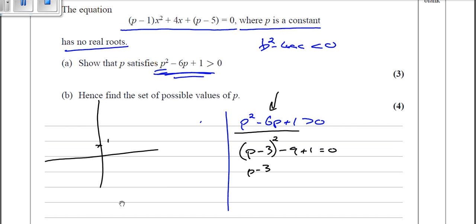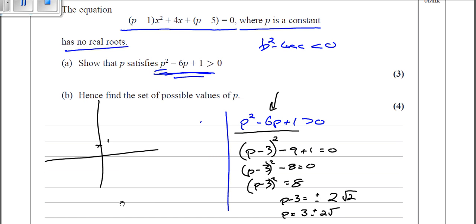So p minus 3 squared minus 8 equals 0. p minus 3 squared equals 8. You square root both sides. So p minus 3 equals the square root of 8, which we should know is the square root of 4 times the square root of 2, the square root of 4 being 2. So that equals 2 root 2. But remember, when you square root, you're going to have a plus and a minus. So we've got p equals 3 plus and minus 2 root 2.